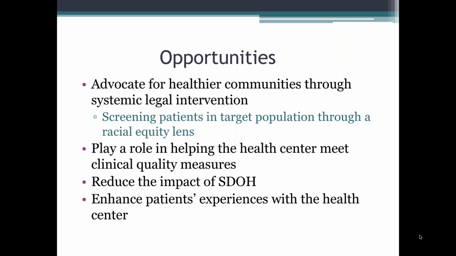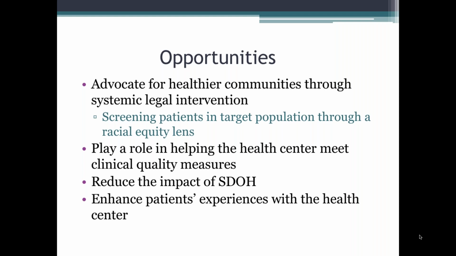And so we want to take that into consideration when we're screening our patients and what their needs might be, there could be definitely systemic issues. We're still evaluating that, but looking at the systemic issues within certain zip codes is one strategy that we're taking at this time. The other opportunities that we play a role in is helping the health center meet the clinical quality measures that HRSA wants us to meet and that are best for our patients.